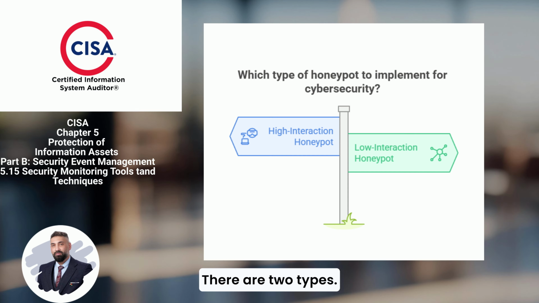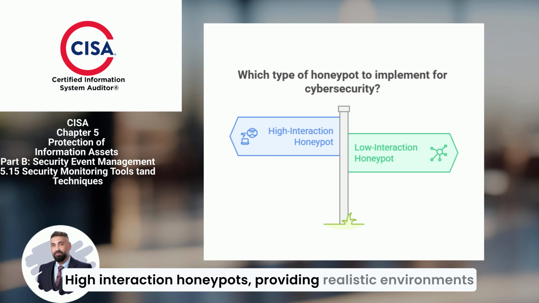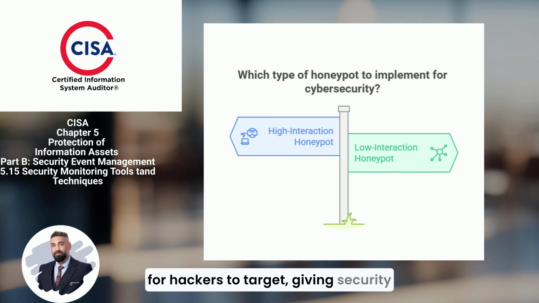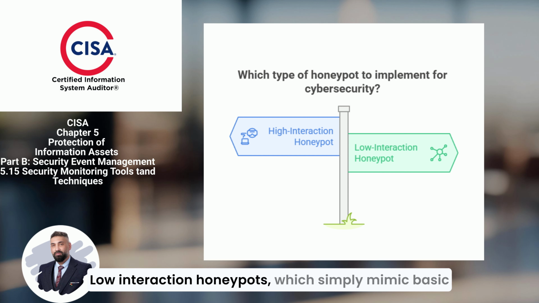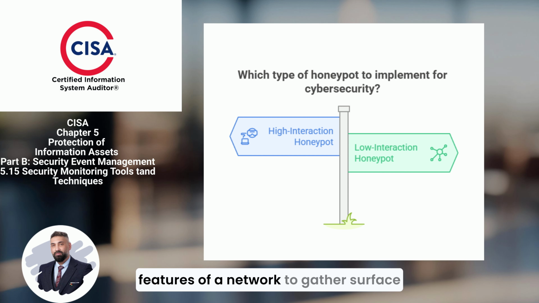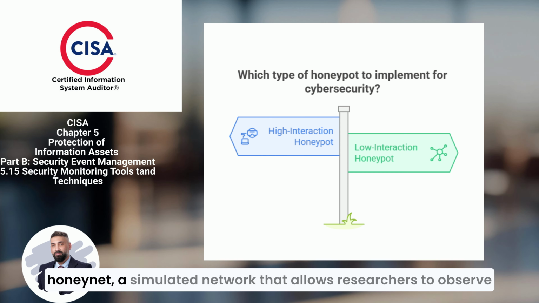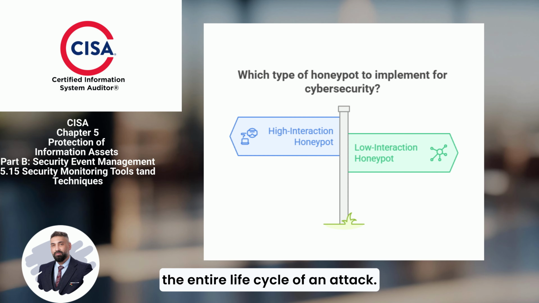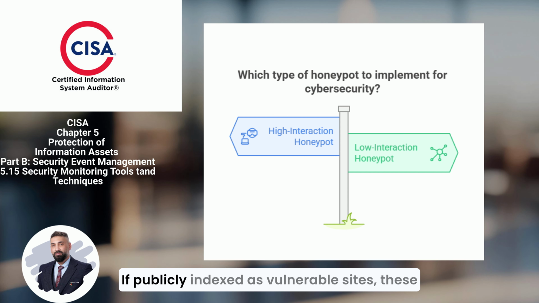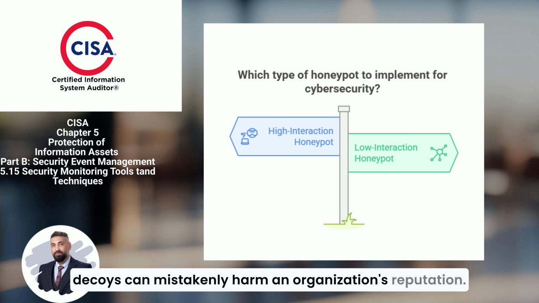There are two types. High interaction honeypots, providing realistic environments for hackers to target, giving security teams detailed insight into their tactics. Low interaction honeypots, which simply mimic basic features of a network to gather surface level information about potential intrusions. When multiple honeypots are linked together, they form a honeynet, a simulated network that allows researchers to observe the entire life cycle of an attack. But there's a potential downside. Honeypots must be carefully managed. If publicly indexed as vulnerable sites, these decoys can mistakenly harm an organization's reputation.